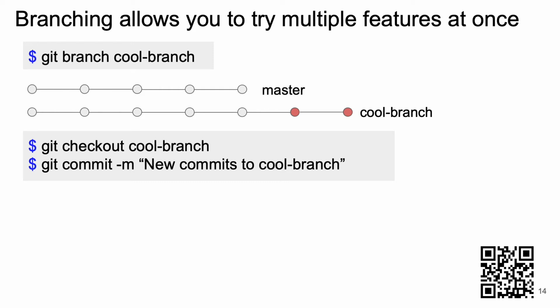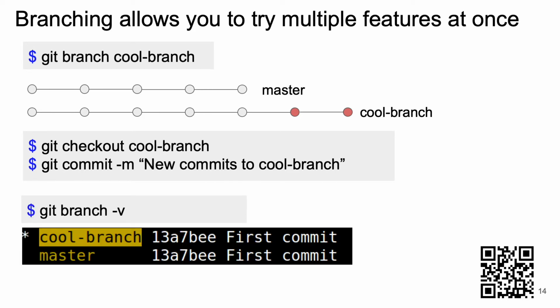So branching allows you to try multiple features at once. So you have made this branch, and then you can look at what branch you are in by doing git branch -v, and you can see that, okay, I'm on cool branch right now.